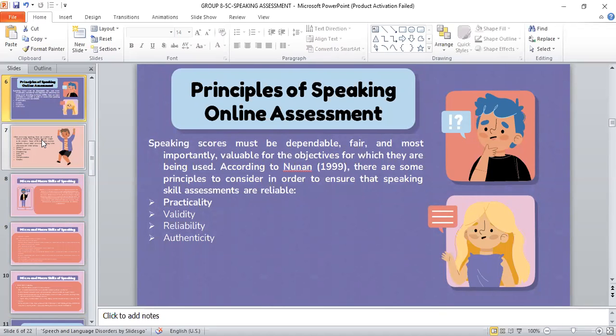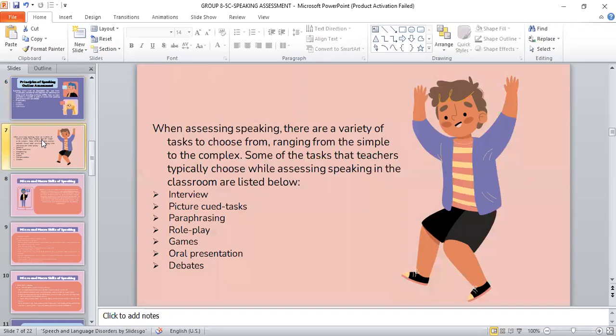The principles of speaking online assessment are practicality, validity, reliability, and authenticity. When we assess speaking, there are a variety of tasks to choose from, ranging from simple to complex. Some of the tasks that teachers typically choose while assessing speaking in the classroom are interviews, picture cue tasks, retelling, role play, games, oral presentations, and also debate.